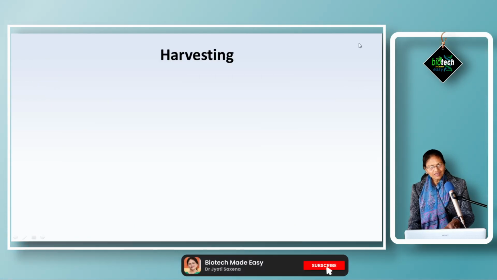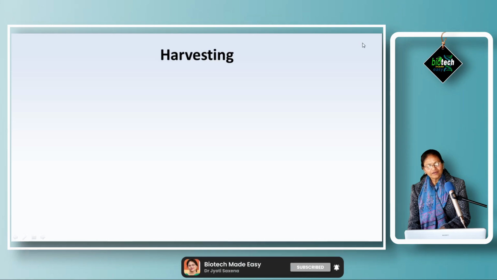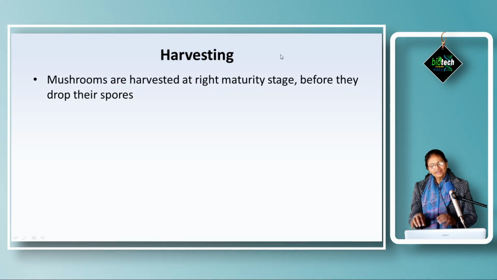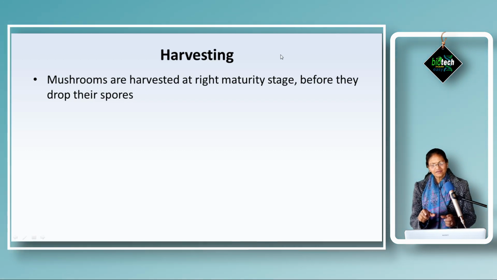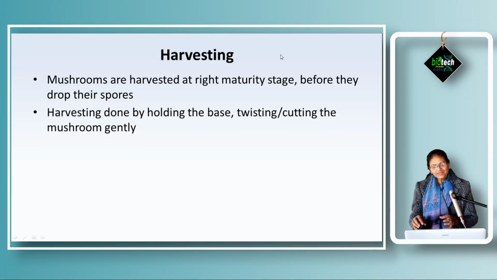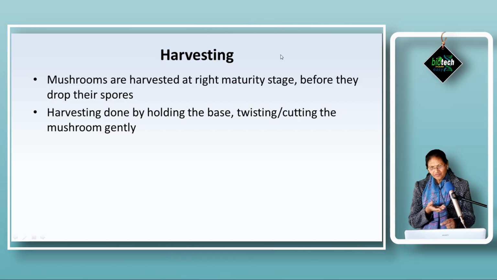Then once all these things are done, you have to do the harvesting. Mushrooms are harvested at the right maturity stage, and this stage is before they drop their spores. So before the dropping of the spores starts, they should be harvested. Harvesting is done by holding the base. So there is a stalk. You have to hold the base, and then either twist it very gently, or cut it using a knife or something. But it should be done very gently because these are very tender.